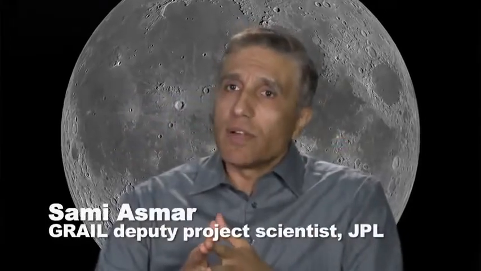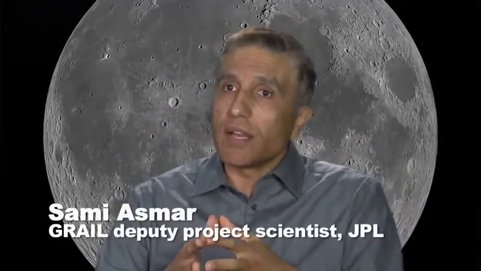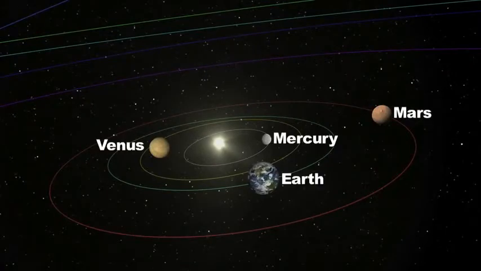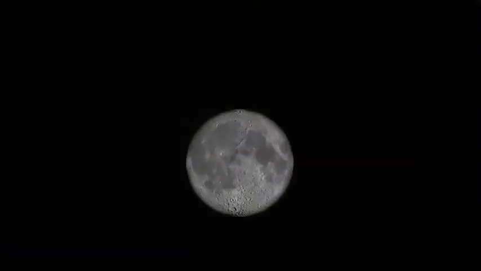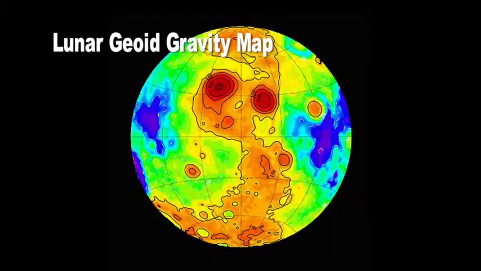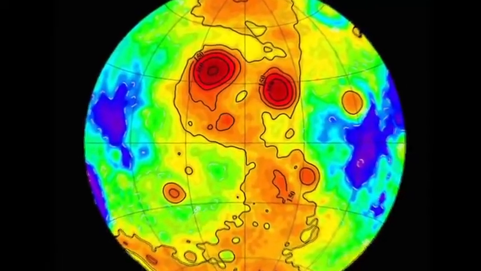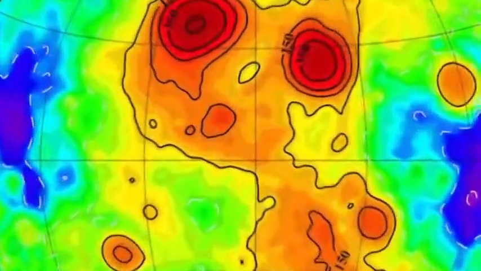Understanding how the moon has developed would really help us in understanding how the other planets in the inner part of the solar system, the rocky planets, have also developed. The purpose of the Grail mission is to investigate the interior structure of the moon. To achieve that, we have to measure the gravitational field of the moon.